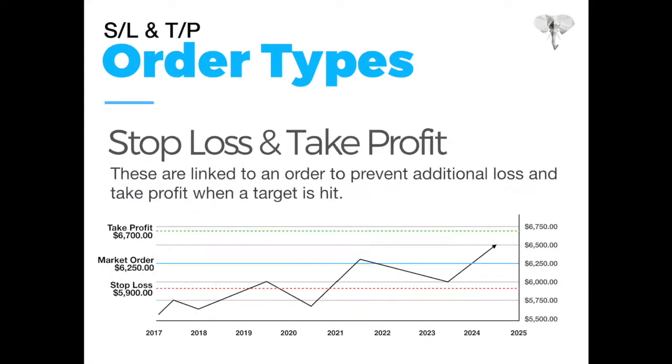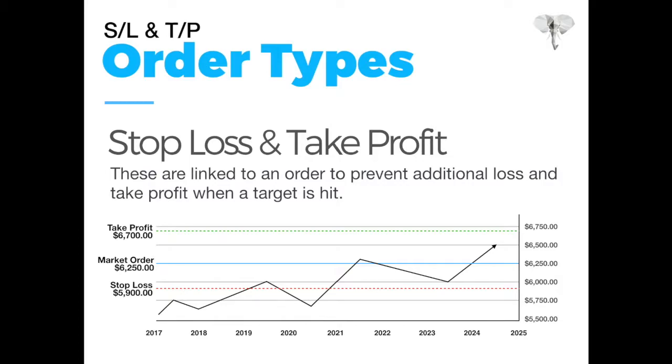All right, the other types I was talking about, stop loss, take profit, trailing stops, are going to be, obviously, take profit and stop losses. These are linked to an order to prevent additional loss and also take profit when a target is hit. So we see here we have a mock-up of price action and a graph for Bitcoin over a couple of years. This is ridiculous, but let's say we made a market order at 62.50.